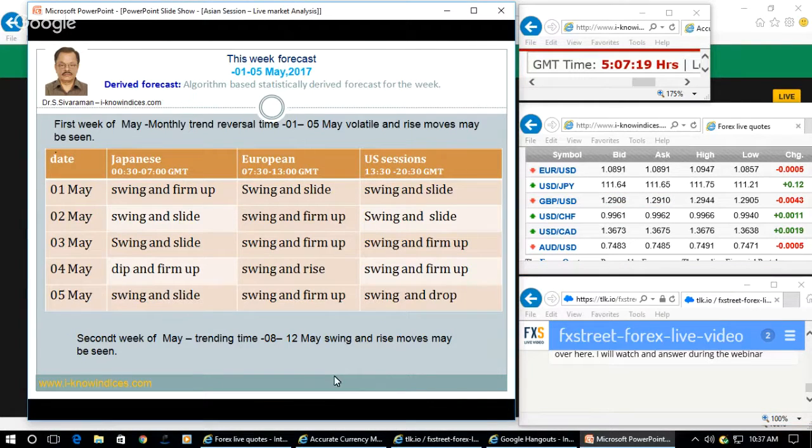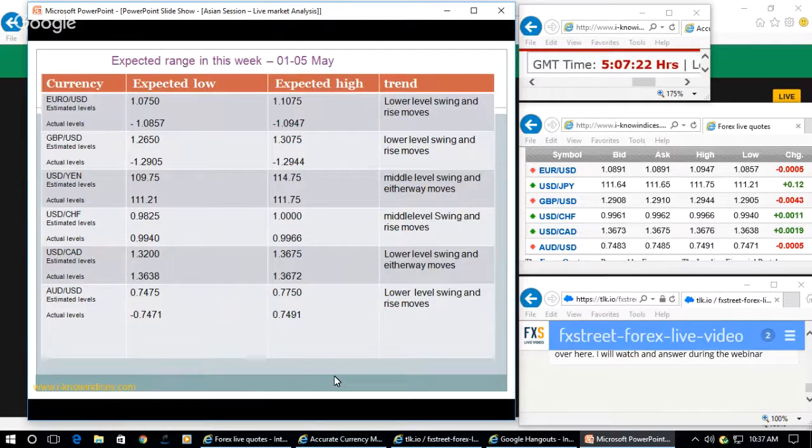Then the range in which the currencies are expected to swing during this particular week.